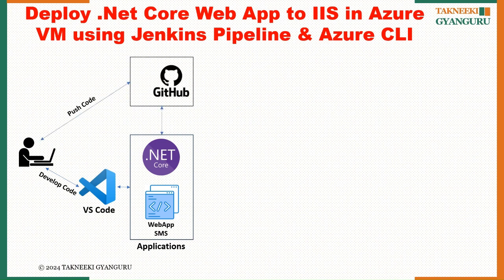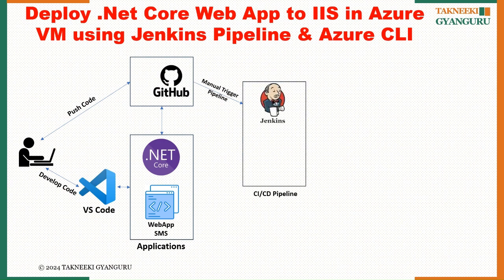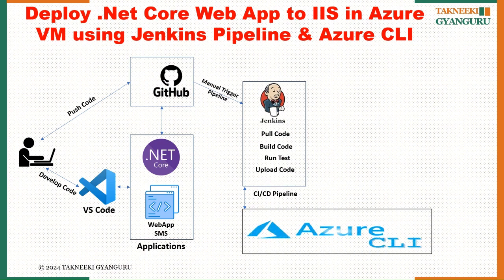So we will push our code to GitHub. Our code already exists, right? I have already created one branch from it, and then I have updated the Jenkins pipeline in the new branch. I'll show you in GitHub also. We will manually trigger this application using Jenkins. Inside the Jenkins pipeline, we have mentioned to pull the code from GitHub, then build the code, run the test, and then upload our code to the Azure Blob Storage using Azure CLI.